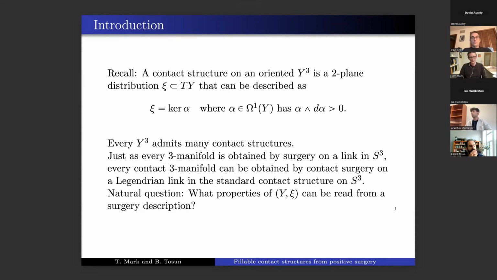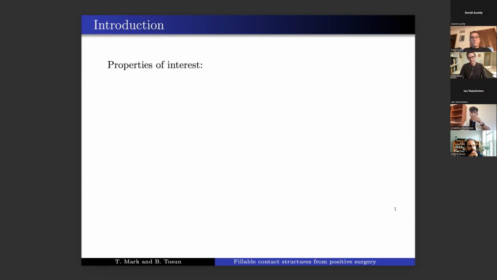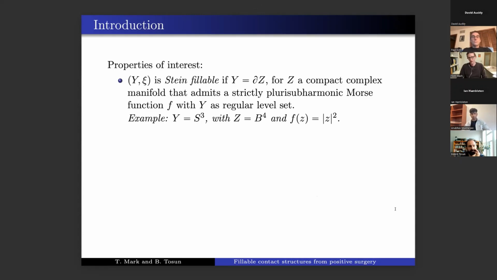But the question we're going to think about is what properties of the contact manifold you can read off from the surgery description. The properties I'm talking about, for example, are essentially fillability properties. So Stein filling is maybe the most technical, the strongest condition. That would mean that you're the boundary of some complex surface that has a certain kind of Morse function where your boundary three manifold is a regular level set. So the only example we'll really need or think about explicitly is the three sphere with that Morse function.